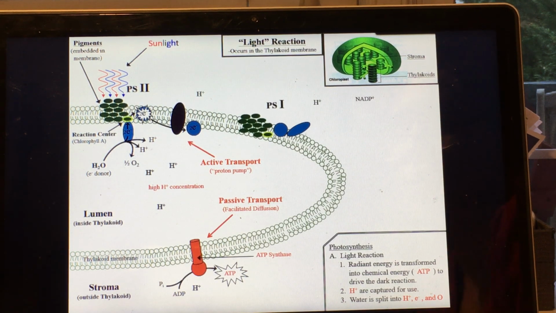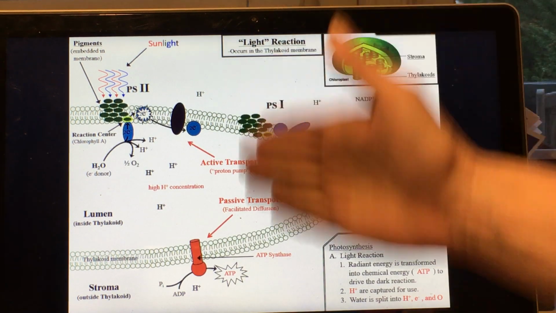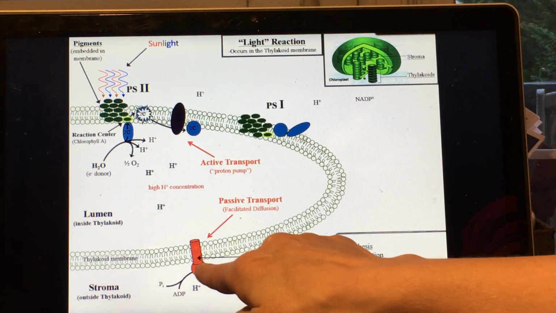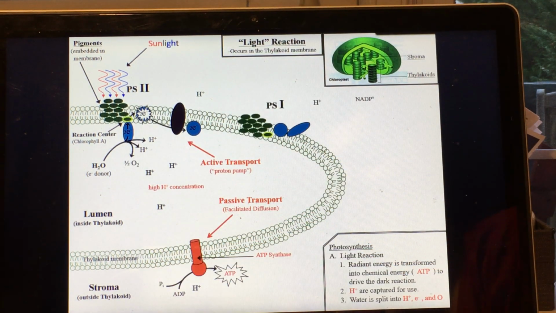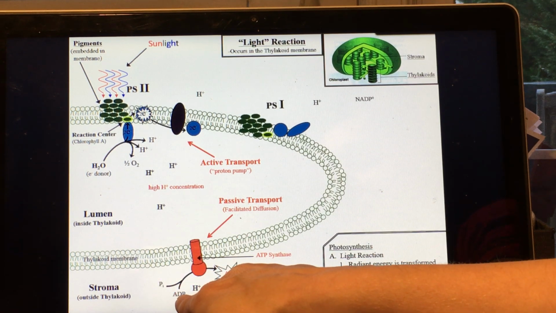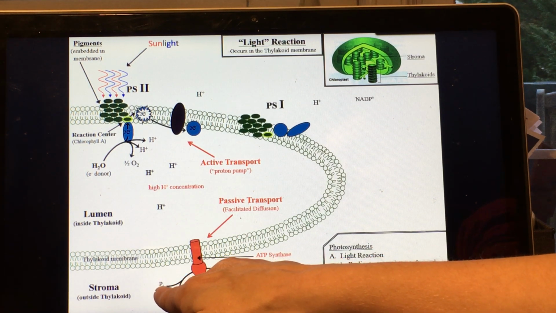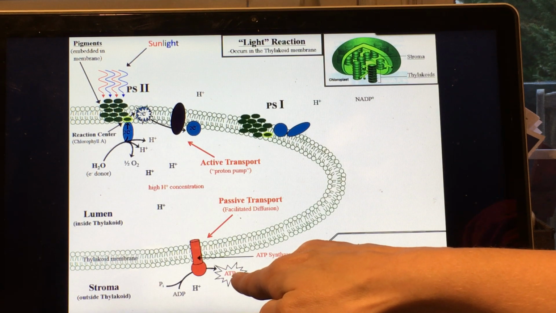Now, oftentimes students get confused. Well, how can it be a protein channel and an enzyme? Well, it is. The flow of hydrogen ions through this acts kind of like a water wheel, taking the kinetic energy of the flow of hydrogen through that. And there's a mechanism in this molecule that actually spins and pushes together an ADP molecule with a third phosphate to make an ATP molecule.